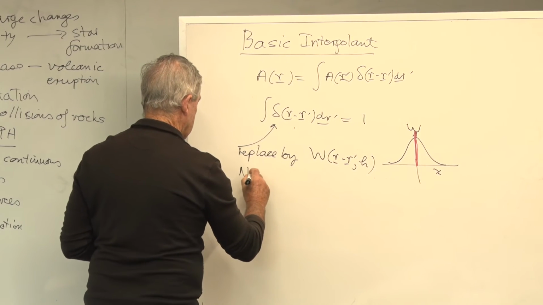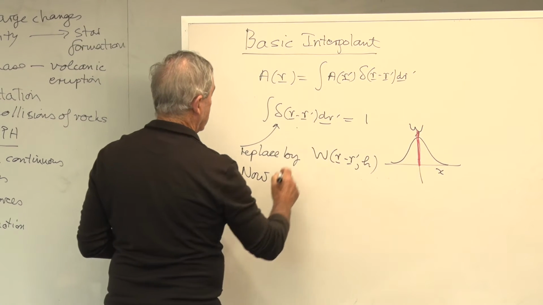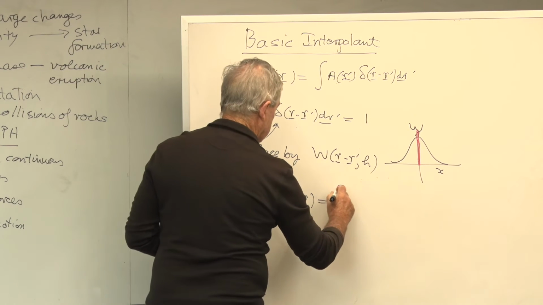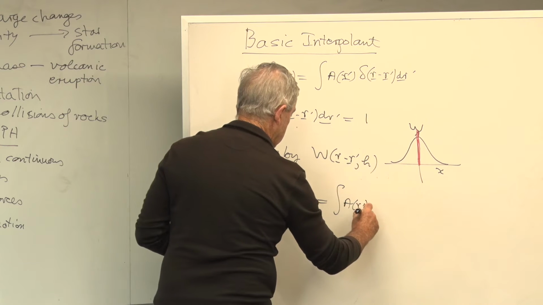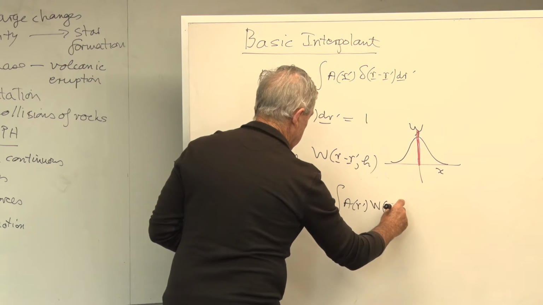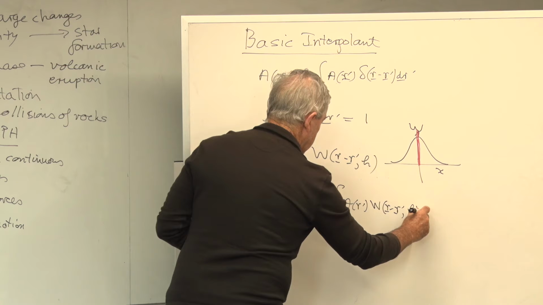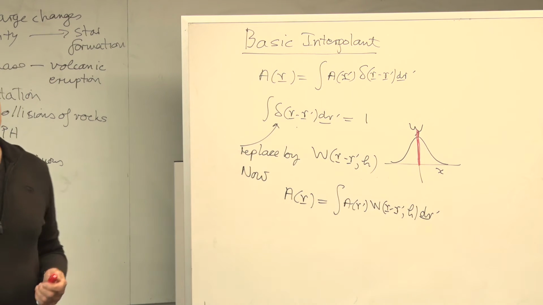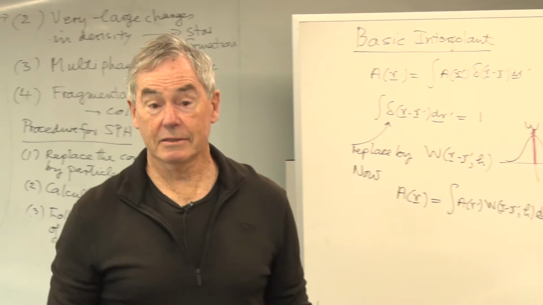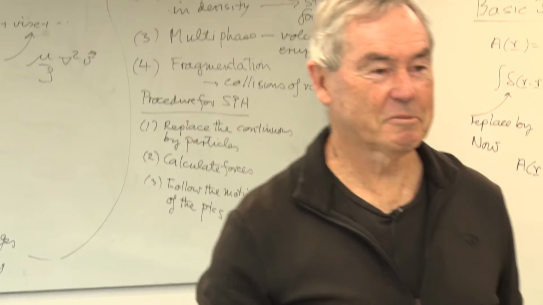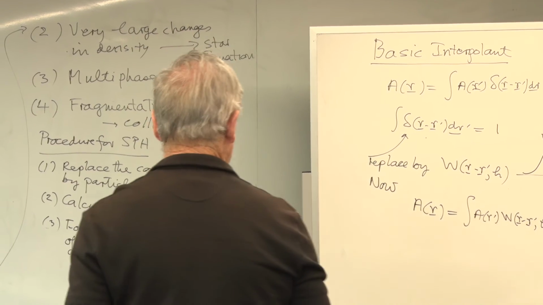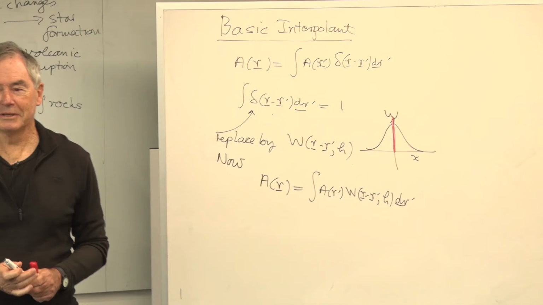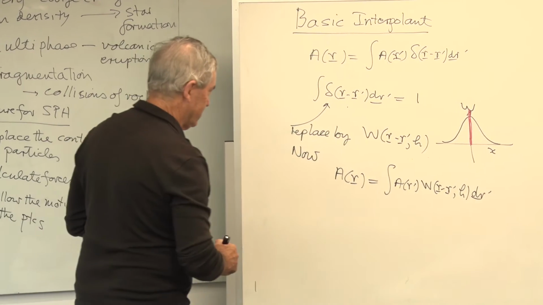So now we use an approximation. We replace that and we have A(R) is equal to the integral of A(R') W(R minus R', H). Now there's a lot of things in here I need to mention, but I'm not going to discuss in any detail whatsoever. Like, is that really an equal sign? No, it isn't. That's an approximation to this function. What about H? How big is it? Is it constant? I'm not even going to talk about that at the moment, although it is always an issue.